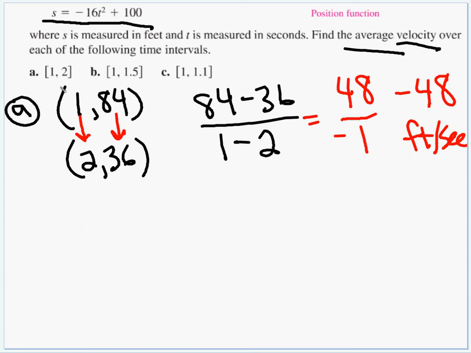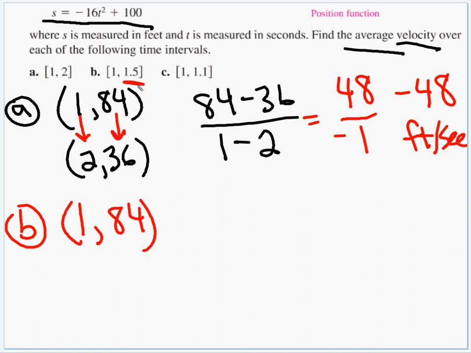But let's get our points closer. For B, we're getting closer to using the same point twice. For B, we're going to do 1 again. That's still going to be 1 comma 84, but now we're going to do 1.5. We put 1.5 in the function, and we get 1.5 comma 64.